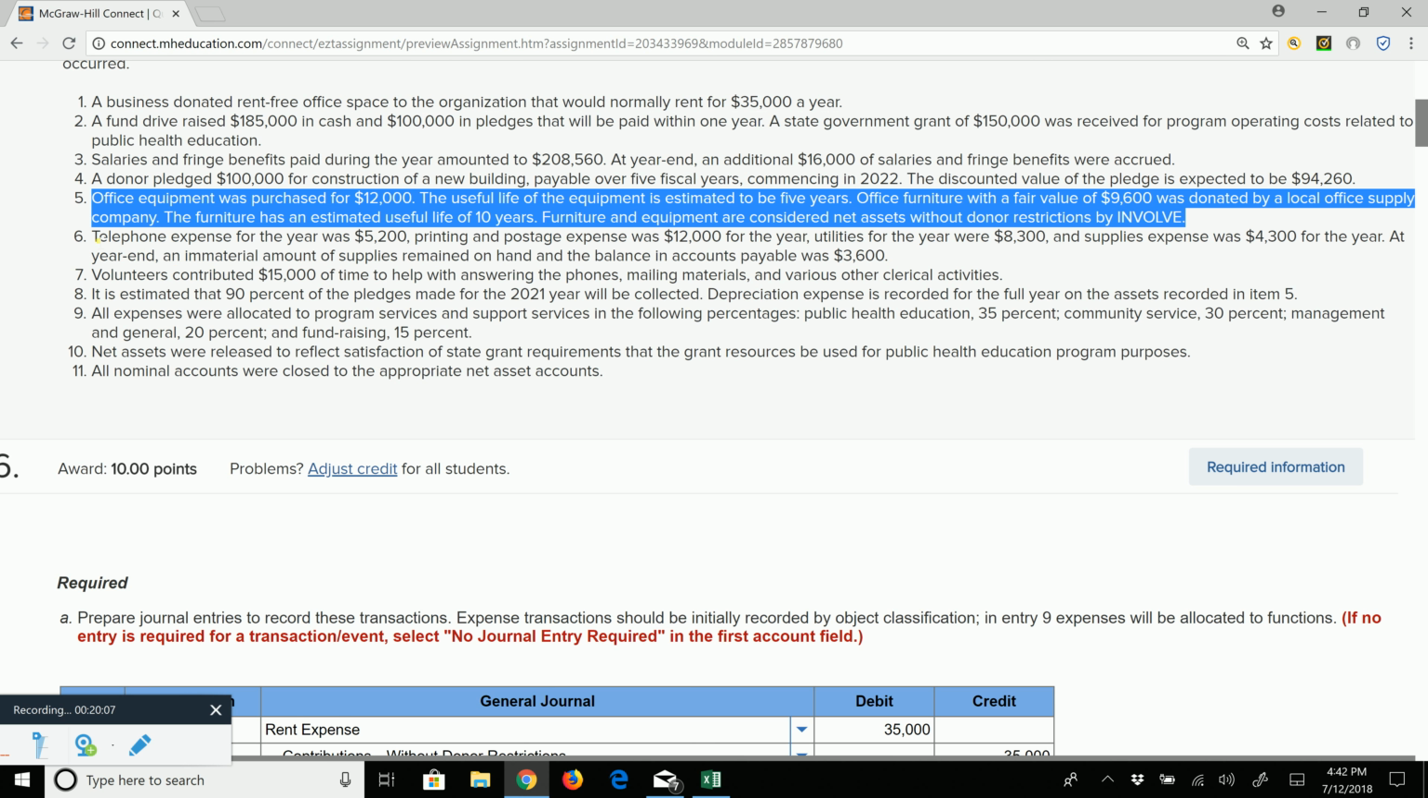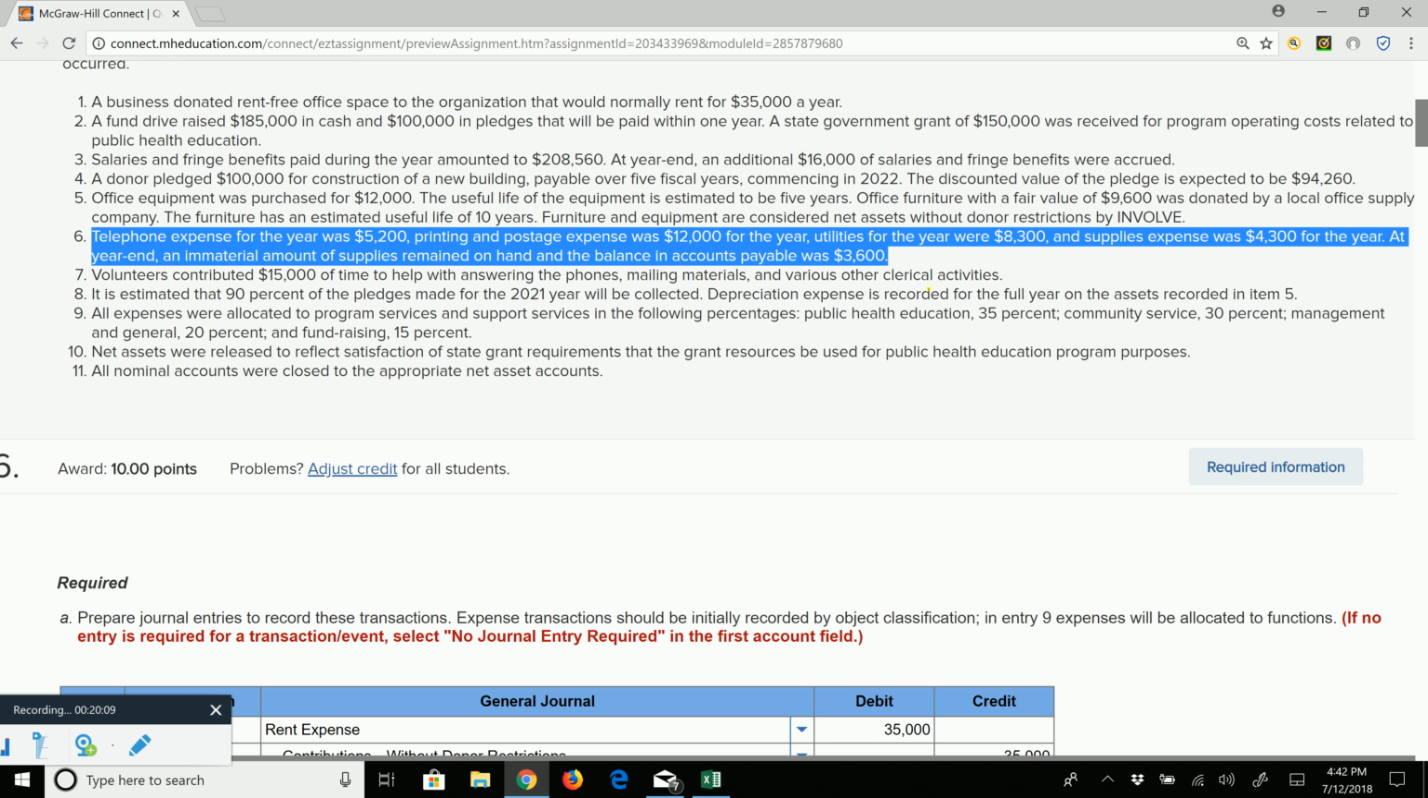Number 6. So basically we've got a whole bunch of payments. Telephone expense $5,200, printing and postage $12,000, utilities $8,300, supplies $4,300. And at the end of the year, an immaterial amount of supplies remained on hand, and the balance in accounts payable was $3,600. Basically what we're saying here is, here are the expenses incurred for the year. They were all paid for except for $3,600.